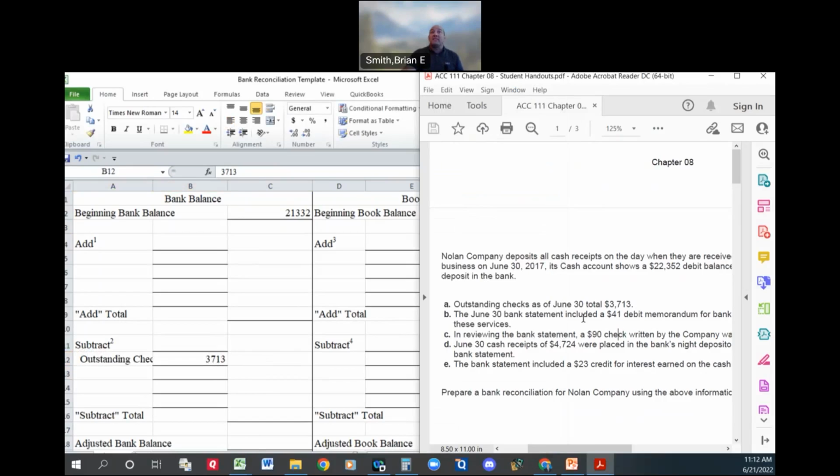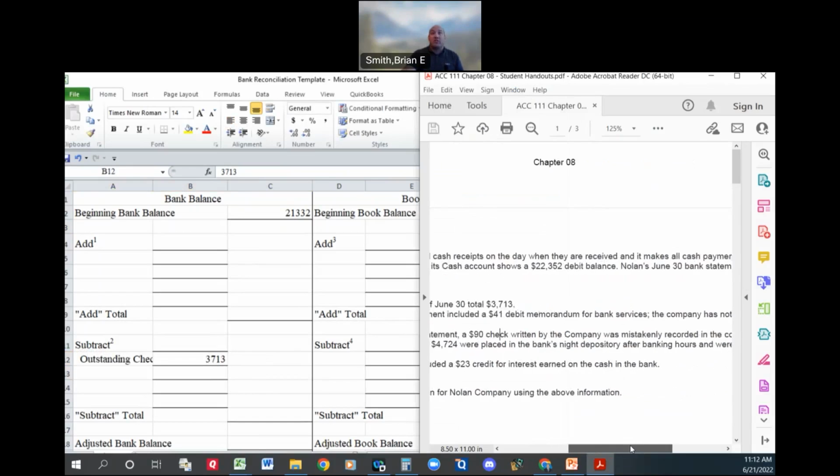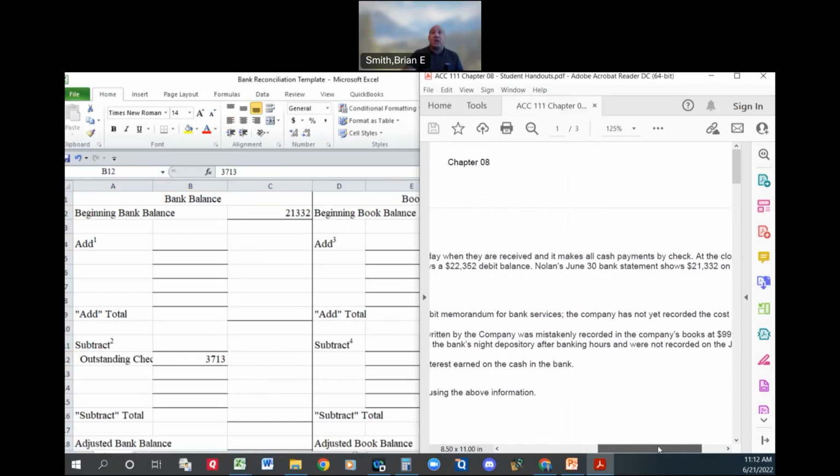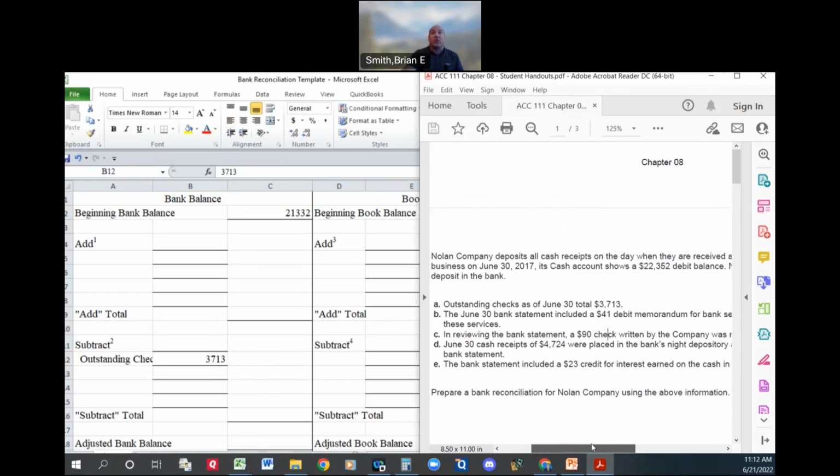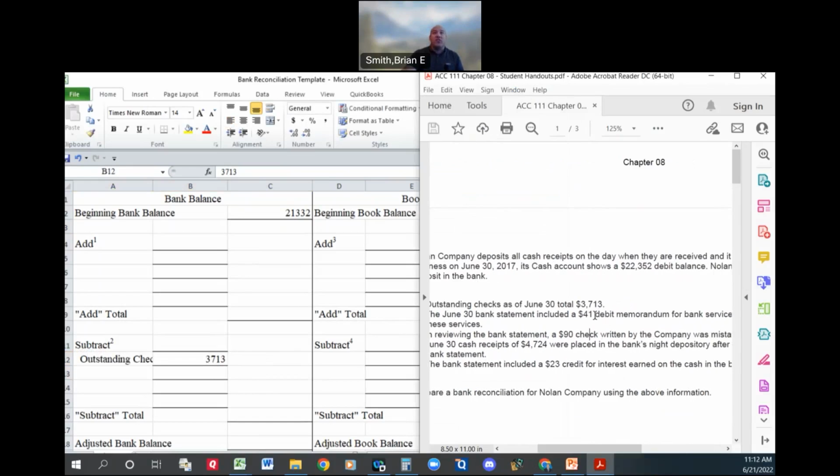The June 30th bank statement included a $41 debit memorandum for bank services. The company has not yet recorded the cost of these services. See, this is what makes me upset. A debit memorandum. Banks annoy me because of this. This is my pet peeve if I ever had one. It's not a debit memorandum, because if it were a debit memorandum, it would make it go up, right? No, they had a fee. They said, hey, you're using certain bank services. It costs $41.